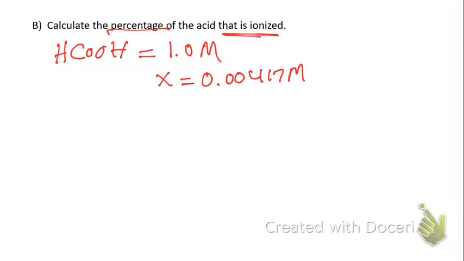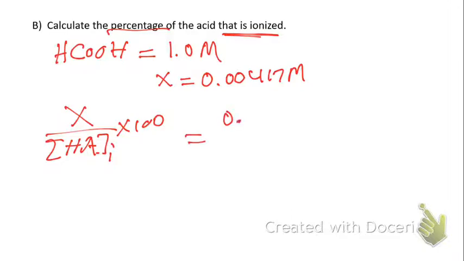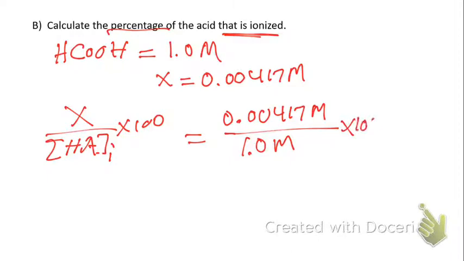Well, it's simply this. You're going to take your x value over the concentration of your weak acid times 100. And that's the initial, so I'm going to put an I for the initial. So that means we're going to take our 0.00417 molar over the, sorry, the 1 molar, 1.0 molar, times 100, and that will give us the percent that was ionized.